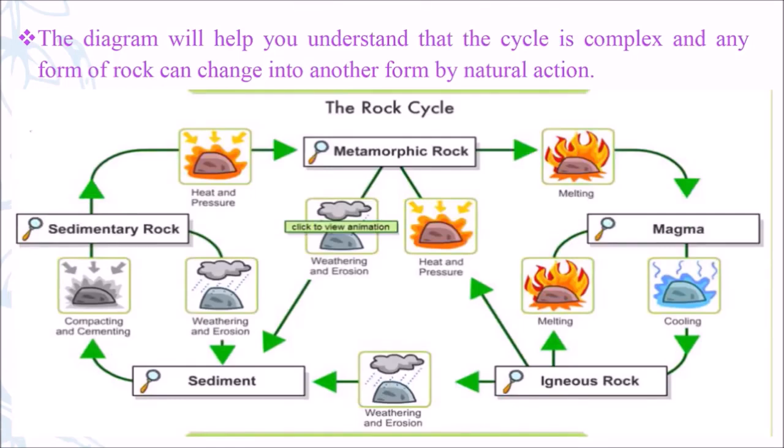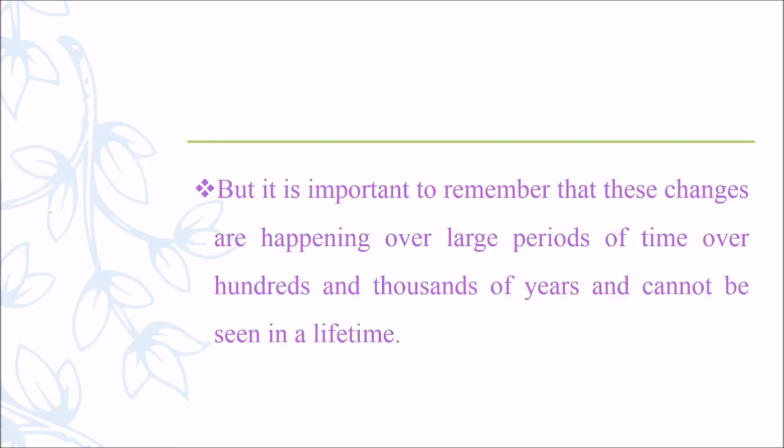So students, the below diagram will help you understand that the cycle is complex and any form of rock can change into another form by natural action. But it is important to remember that these changes are happening over large periods of time, over hundreds and thousands of years, and cannot be seen in a lifetime.